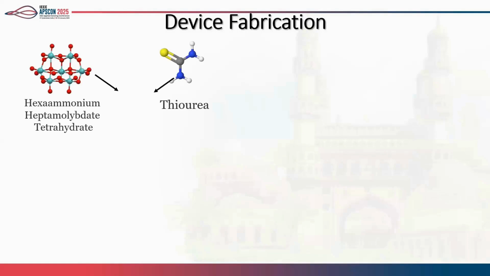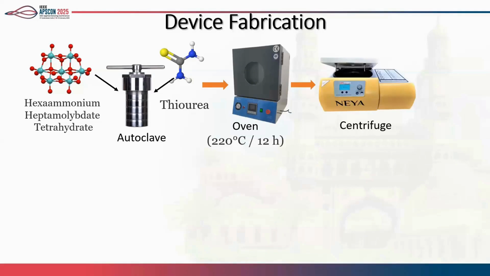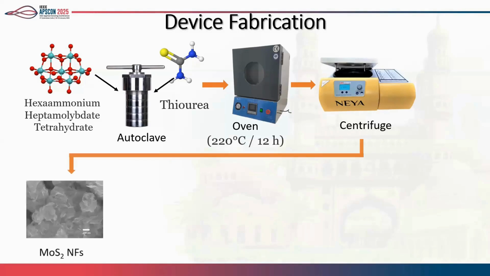So after fabricating the electrode, we prepared MoS2 using the hydrothermal technique. We used thiourea and hexaammonium heptamolybdate tetrahydrate, and kept it in an oven at 220 degrees Celsius for 2 hours to grow the MoS2 nanoflowers, and then filtered it out, washing several times.